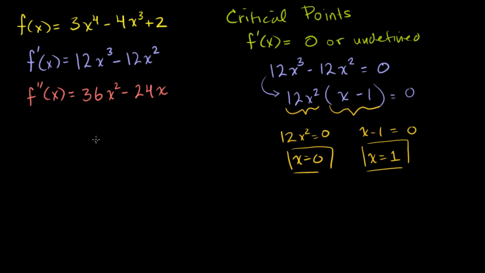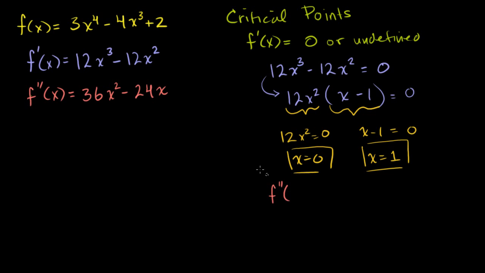Now that we know the second derivative, we can answer the question: is my graph concave upwards or downwards at either of these critical points? And it'll all fit together. Remember, if it's concave upwards, then we're kind of in a U shape. If it's concave downwards, then we're in a kind of upside down U shape.